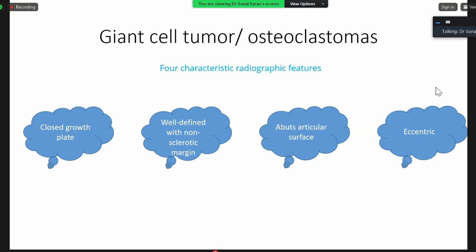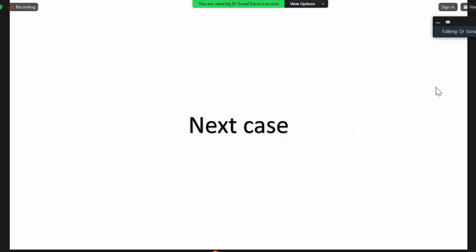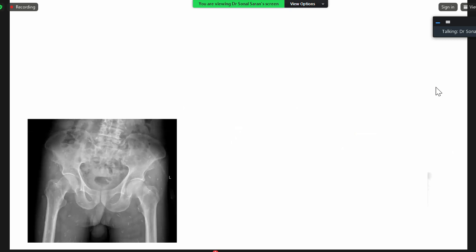Sometimes there are internal trabeculae. And sometimes there are secondary ABC transformations, which can lead to a multicystic appearance. So that is GCT. What is the diagnosis in this case?